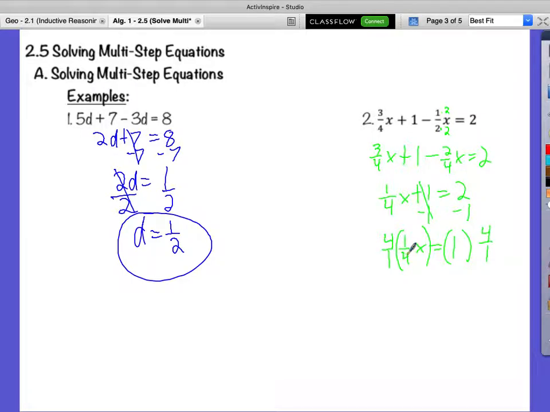Cross reduce. I don't like the word cancel. Mathematically incorrect, inaccurate. I love it, okay? Well, x equals what? What's going to be 1/1 times 4/1? 4. Just 4. Boom, we got our answer.